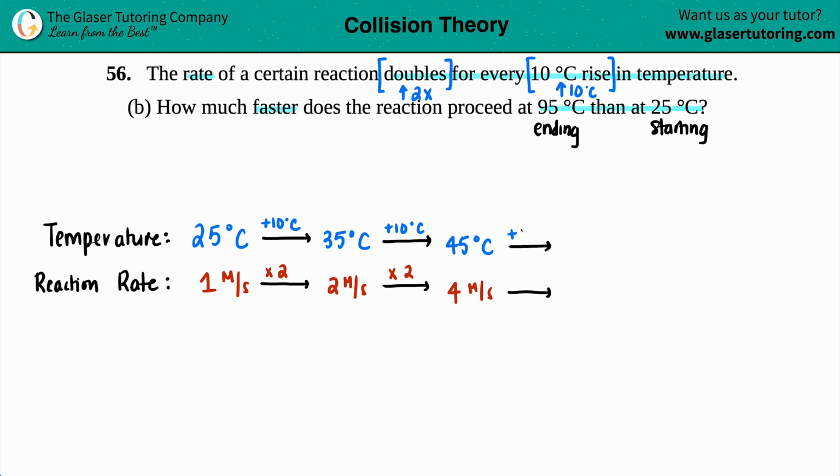45 with a 10 degree increase is 55 degrees Celsius. And since we increased by 10, we got to double that rate. 4 times 2 is 8 molarity per second. Oh boy, this thing's getting fast. 55, we got to keep going, right? Because we got to get to 95. So 65 is next because we added 10. And because we added another 10, it doubles. So 8 times 2 is now 16 molarity per second. Oh boy, we're almost there.